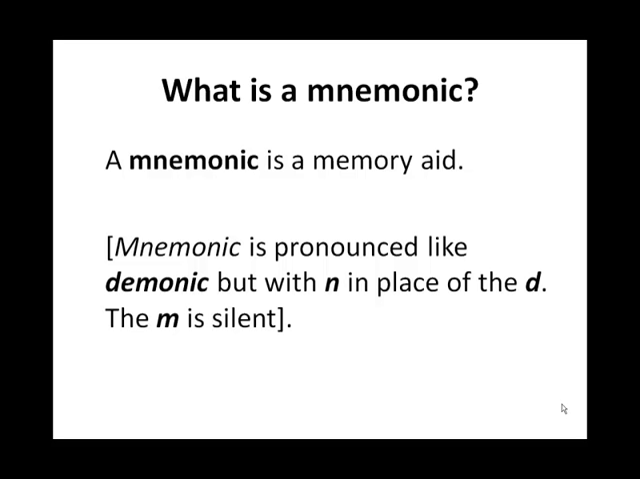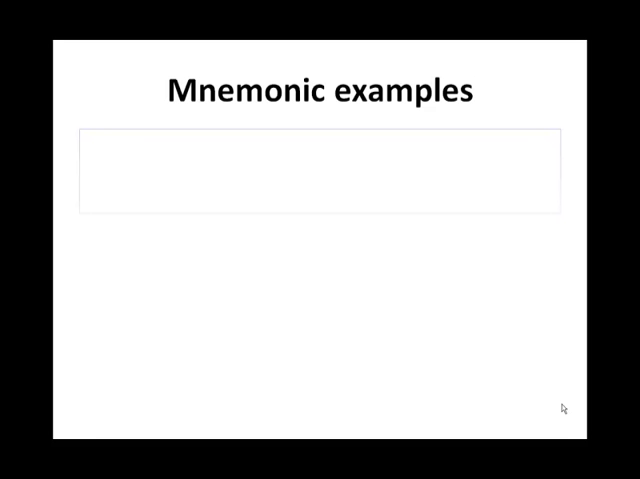So mnemonic is pronounced like demonic, but with the N in place of the D, and there's also an M thrown in there in the beginning, but the M is silent. So what are some examples of mnemonics that you might have already become acquainted with? Well, there's one, I before E, except after C, so that's a common spelling rule for lots of people that have had to learn English, right?